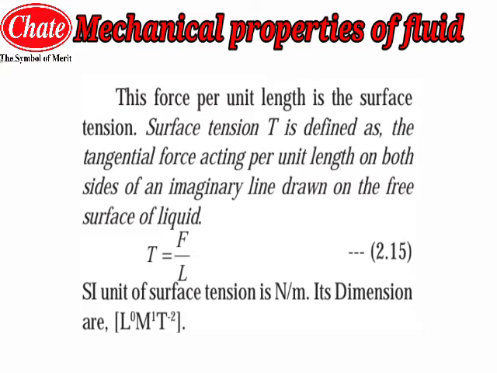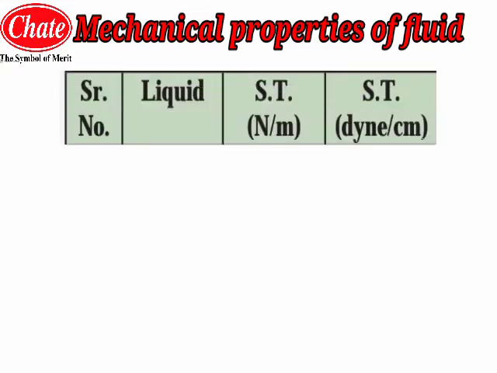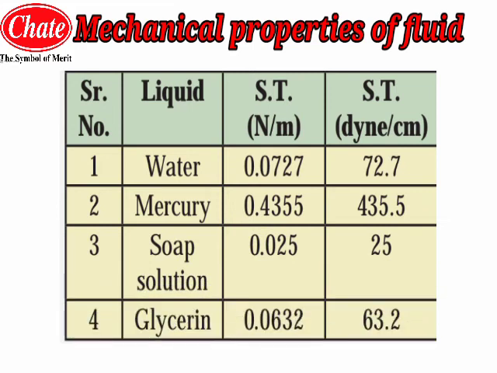The SI unit of surface tension is Newton per meter, and its dimensions are L raised to 0, M raised to 1, and T raised to -2. Now we have understood what is meant by surface tension.